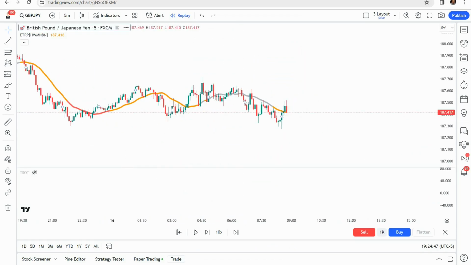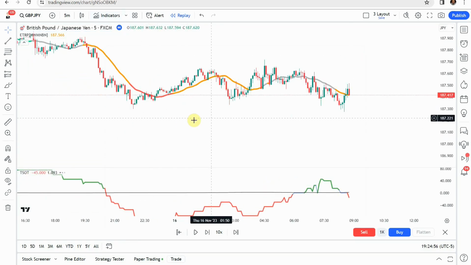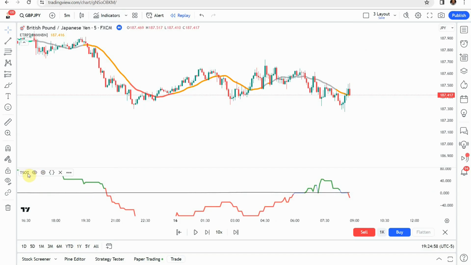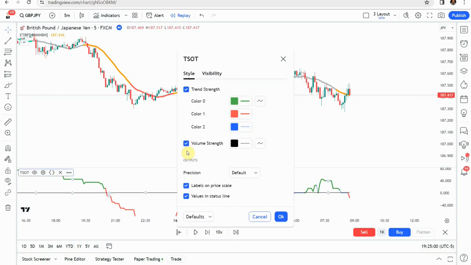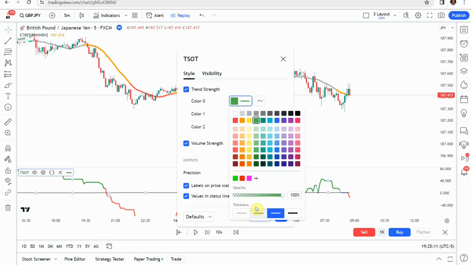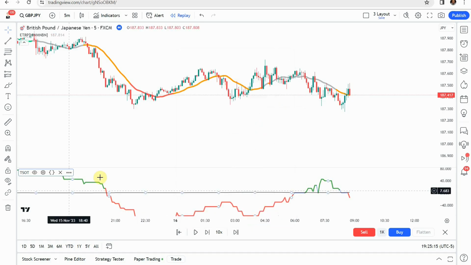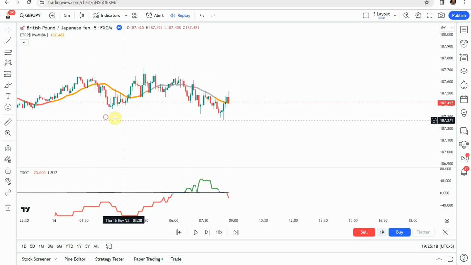The next indicator you will add to the screen is going to be the trend strength over time. This one right here, you'll add that to the screen and it will look similar to this right here. You'll go in and change, at least if you're on the light background, then you will want to change the volume strength from the white to the black, and then the color 0 bumped up the line weight, color 1 we bumped up the line weight as well. And so that looks like what you can see here.